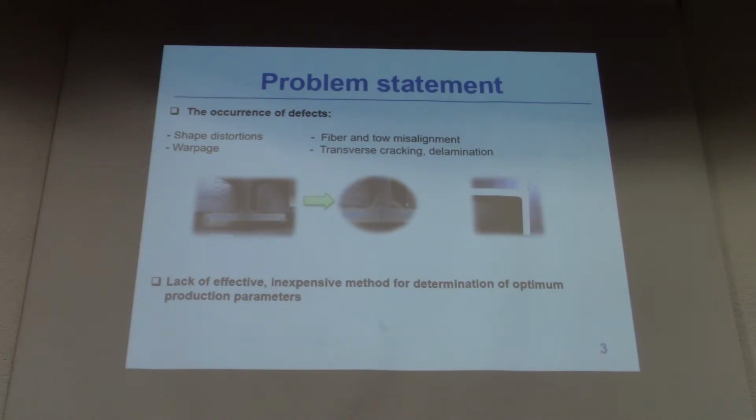So the people who work with composites, mostly with the production of details from composite, face a problem of residual stress that causes shape distortions, fiber and tone misalignment, and, what's more important, transverse cracking and delamination. This effect is more visible for composites that are quite thick. Up to date, there is no effective and inexpensive method to analyze these residual stresses and take them into account when you study the composite under loading.